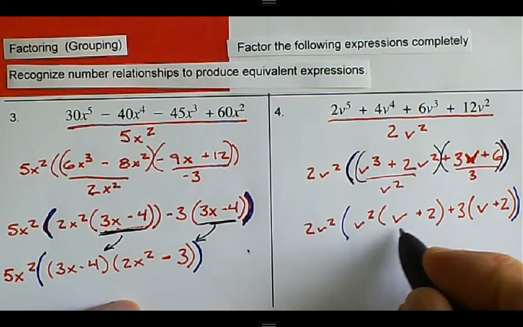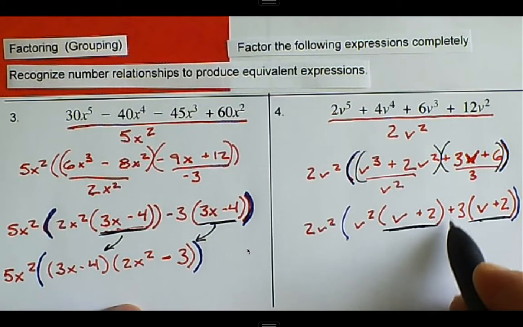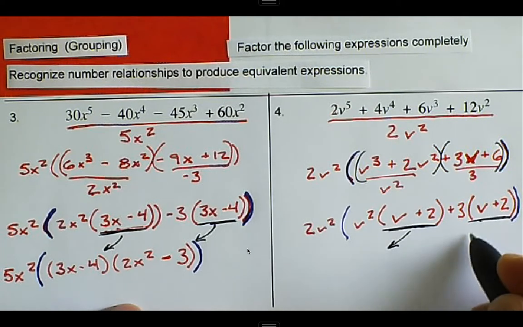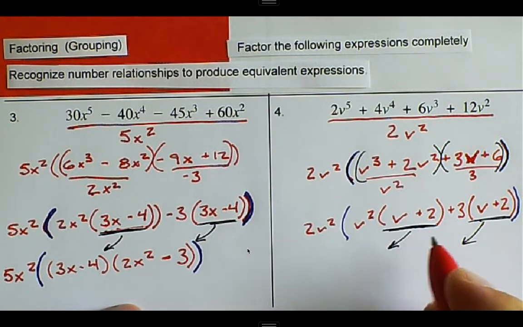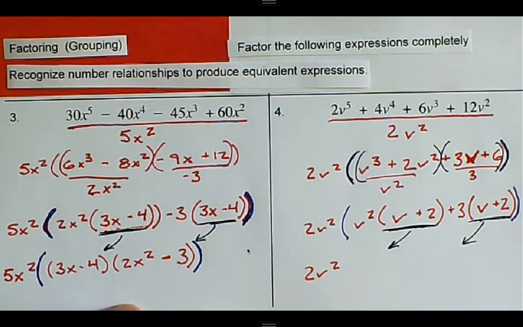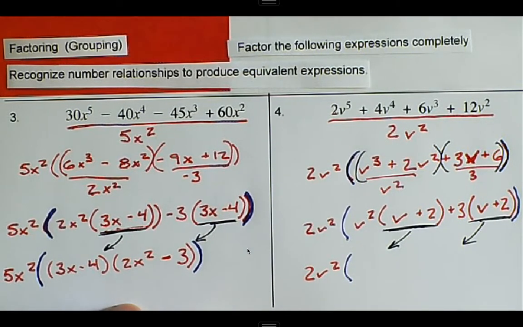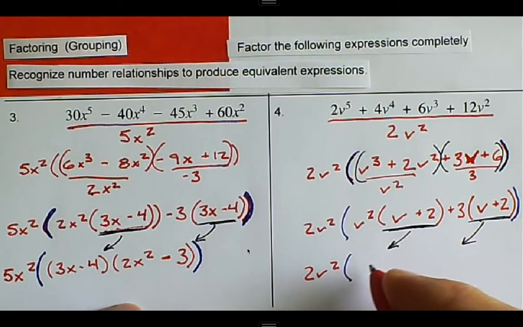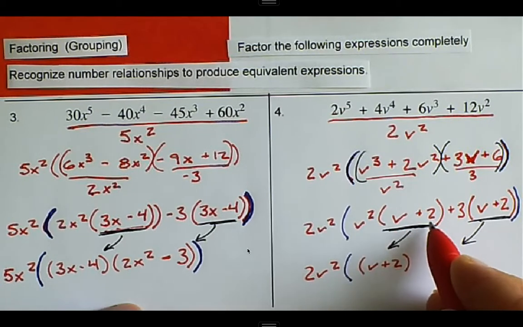So now we can see that we have a v plus 2 and a v plus 2 that are common between these two terms, separated by that addition. So we're going to factor the v plus 2 out. It's not v squared, it's v plus 2, not v squared. The 2v squared stays out front, and we factored out the v plus 2 out of this first term. So we factored that v plus 2 out. We're still left with the v squared.